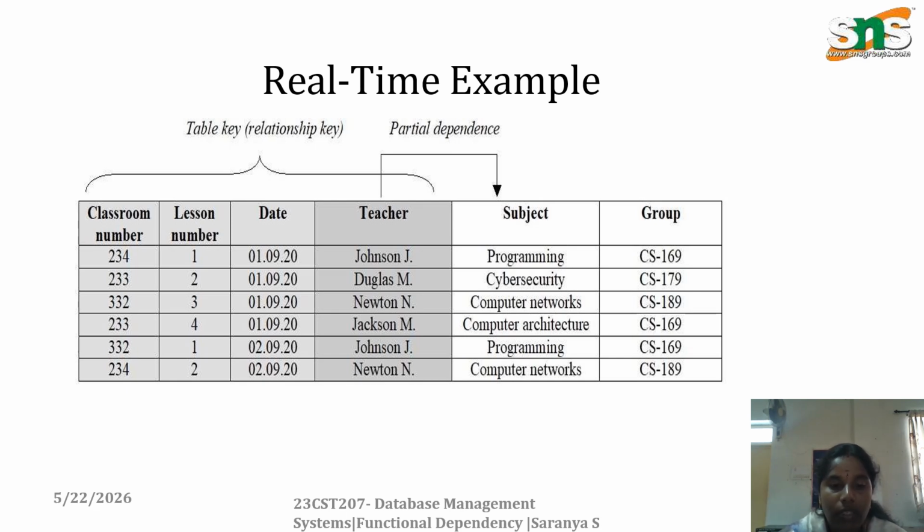A non-trivial functional dependency is one where the dependent is strictly not a subset of the determinant. If x tends to y and y is not a subset of x, then it is called a non-trivial functional dependency.